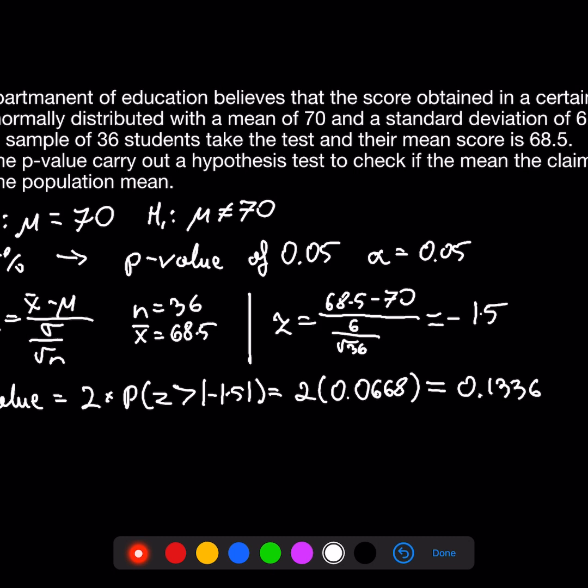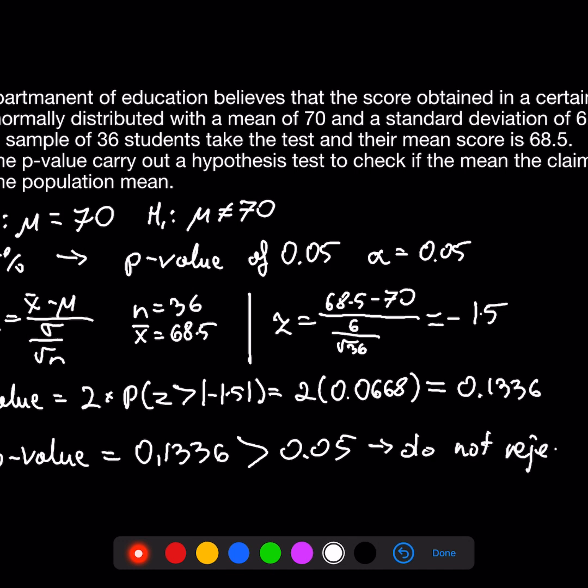That leads me to a conclusion that because the p-value of 0.1336 is greater than 0.05, we do not reject H0. You can notice that we could have done this problem using the first method, simply because the z-score is greater than minus 1.96 and less than plus 1.96, but the problem stated that we have to use the p-value to carry out the hypothesis test.